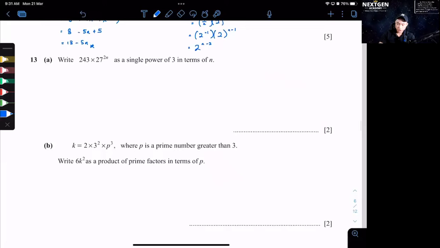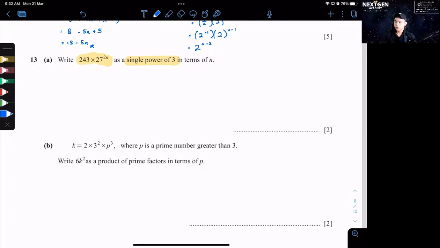Write 243 times 27 to the power of 2n as a single power of 3 in terms of n. So we want to write it as base 3. So all of these values here, your 243 is 3 to the power of something. So let's convert that first.